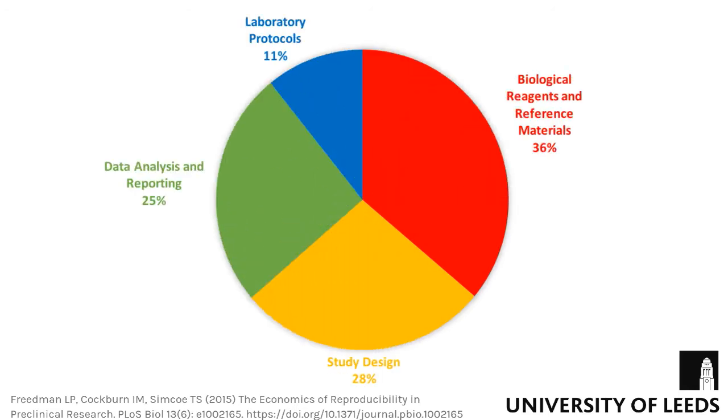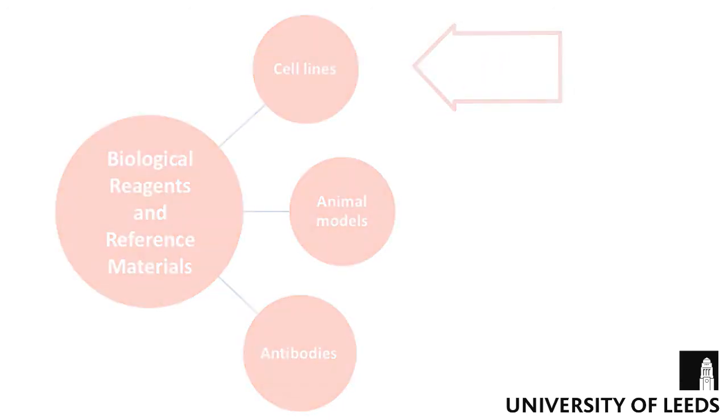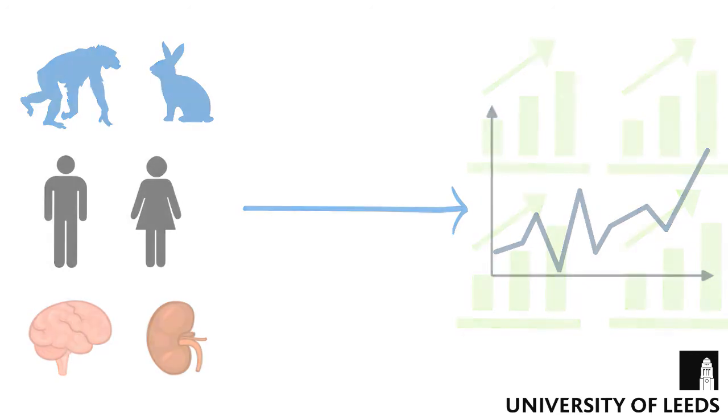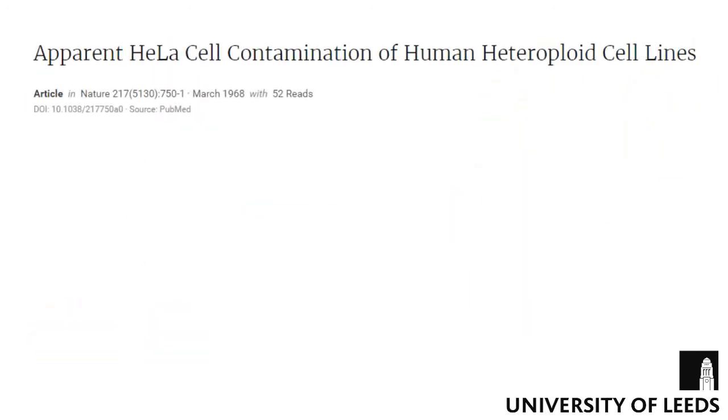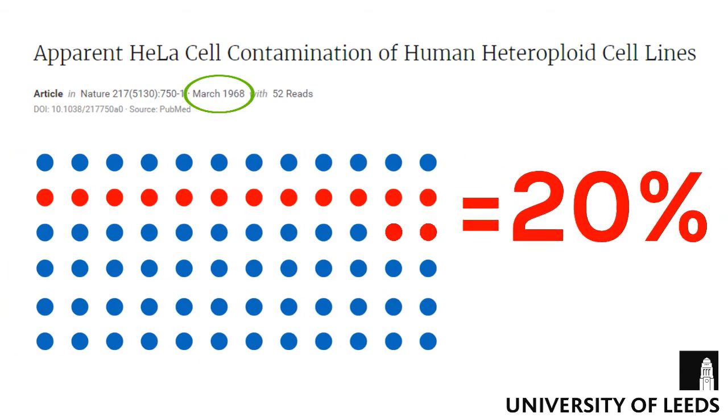Four main causes have been identified. The most common is biological reagents and reference materials at 36%, followed by study design, data analysis and reporting, and lab protocols. Examples of reagents and materials include cell lines, animal models, and antibodies. Starting with cell lines. Accurate documentation of species, sex, and tissue origin is essential for the reproducibility of results. Misidentification of cell lines was first reported in 1968. The authors estimated that 20% of cell lines are misidentified.